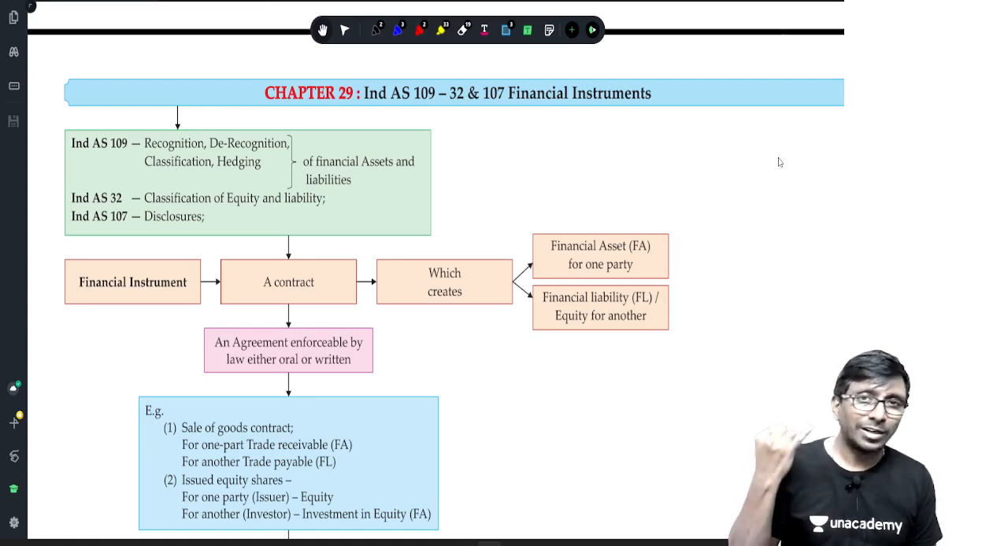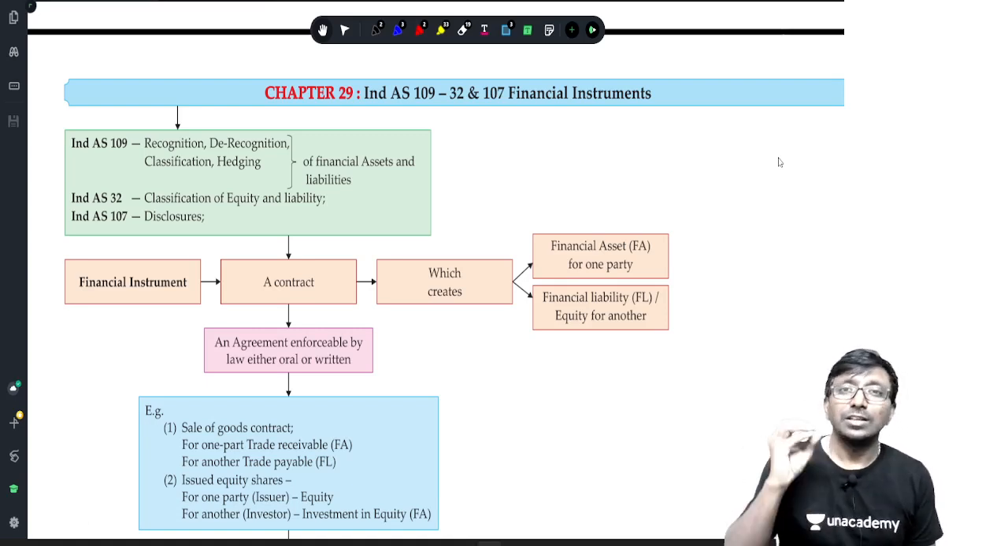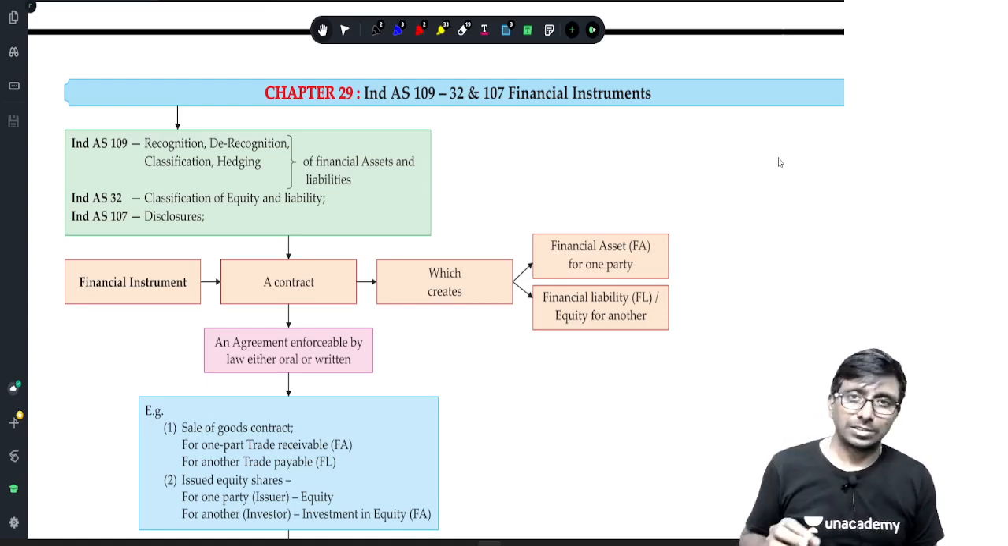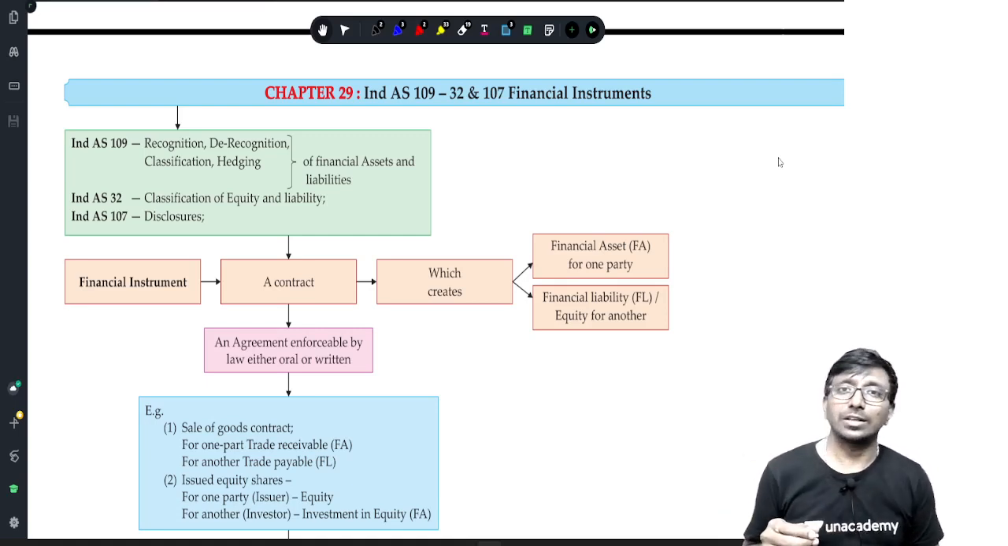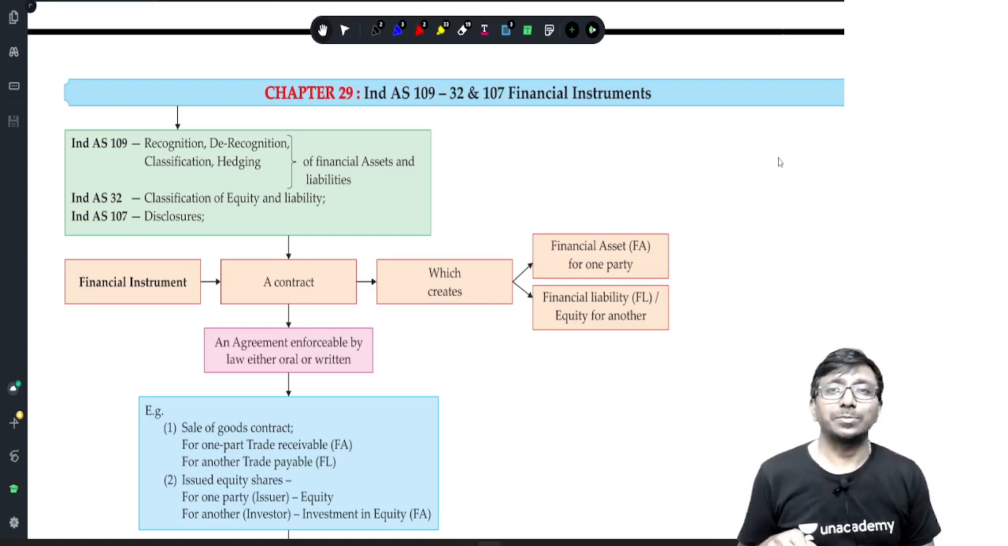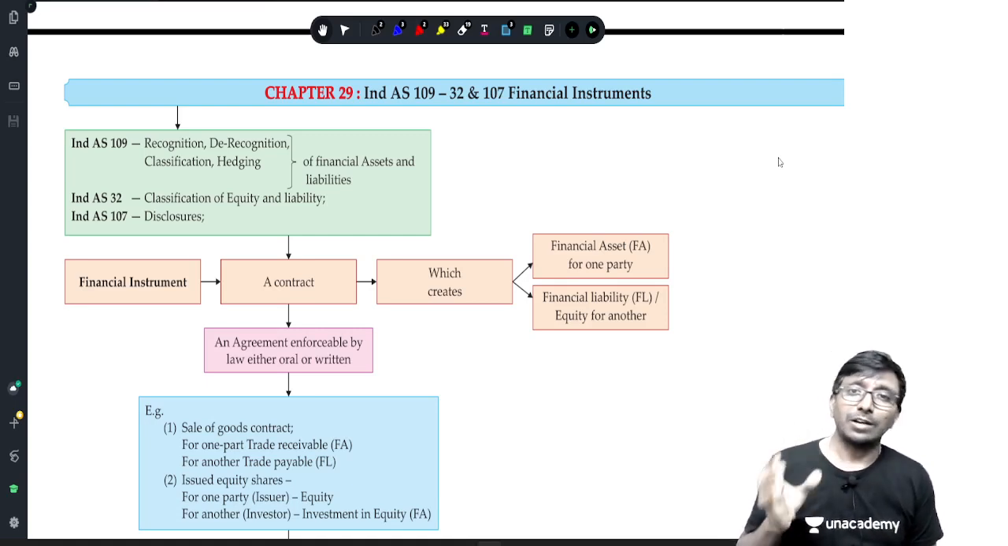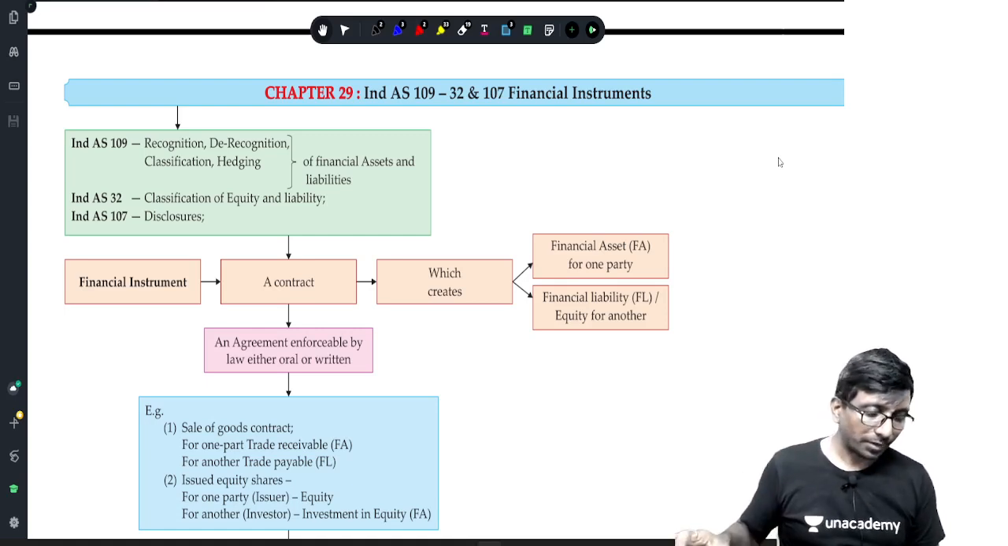Ind AS 107 we don't need to discuss. That is disclosures, and from an examination point of view it is not necessary. Practically, of course, you need to be aware of what to disclose and what not to disclose, the basic requirement as per the standard. But for this examination purpose, be thorough with 109 and 32. That would be more than sufficient.